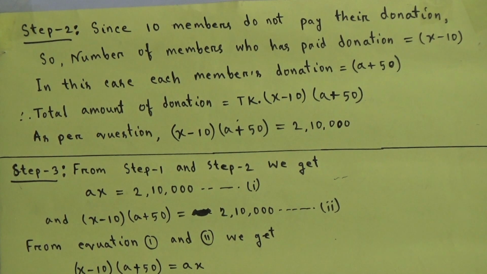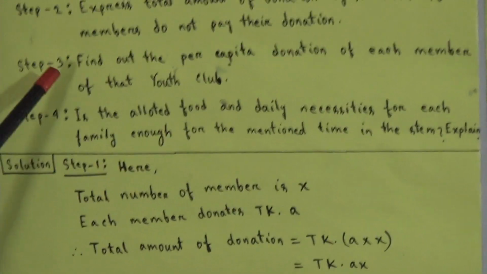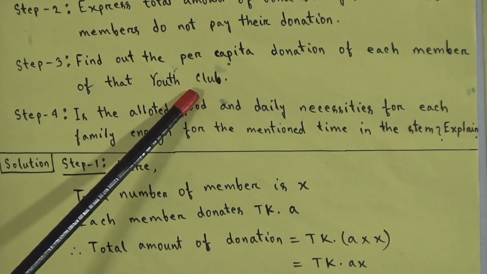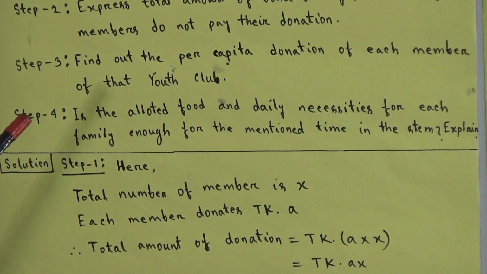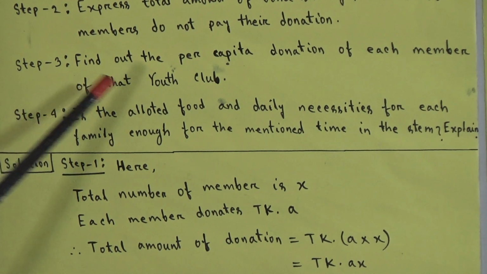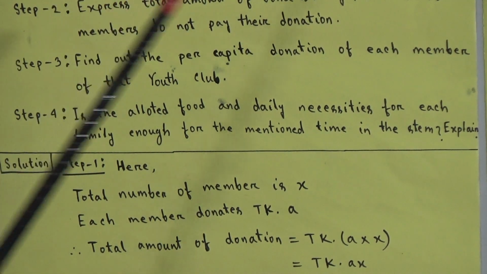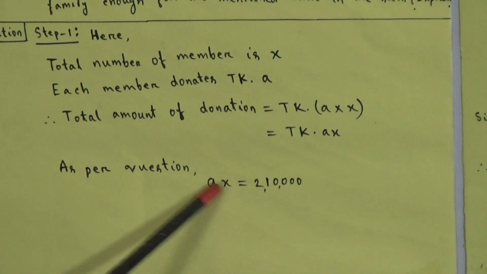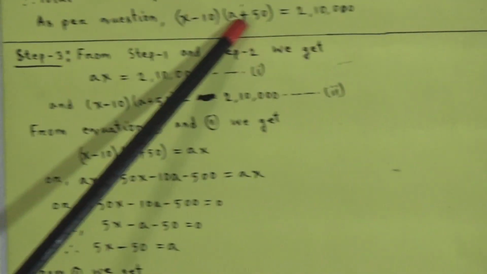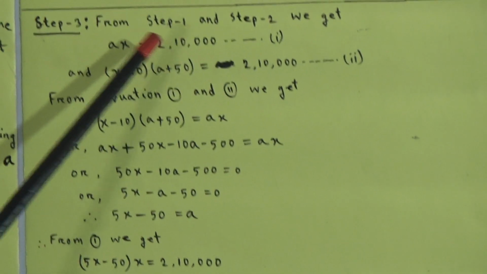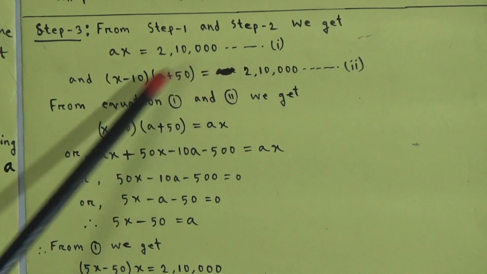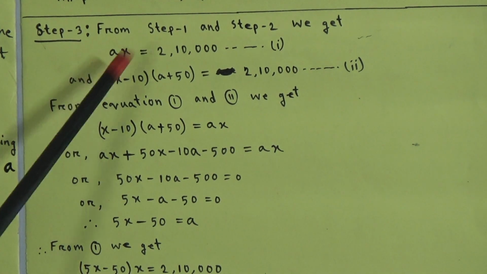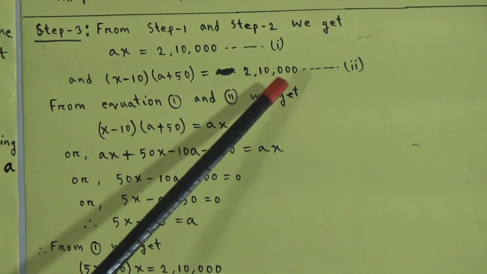Now we'll solve step 3. At first we'll see the question. Step 3. Question is, find out the per capita donation of each member of that youth club. We have to find out how much money one member will donate. Here from step 1 we get AX equal to 2,10,000. And from step 2 we get X minus 10 into A plus 50 equal to 2,10,000. Okay, dear students, here AX equal to 2,10,000 and X minus 10 into A plus 50 equal to also 2,10,000.